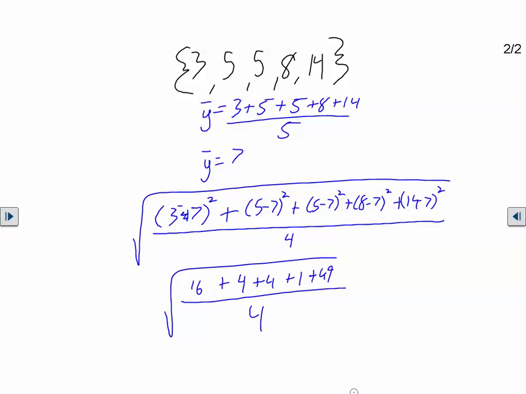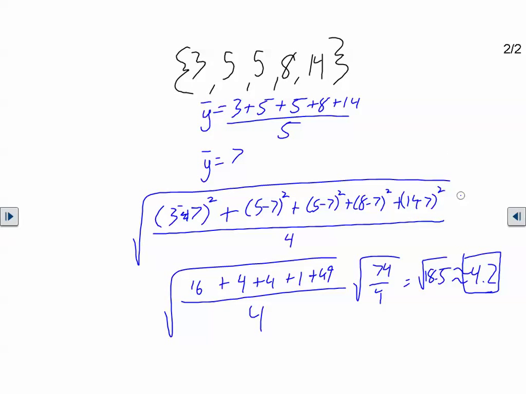And then let's see here. That's 20, 24, 25, 74, right, over 4. I'm going to take the square root of that. Man, what's 74 divided by 4? Now I'm starting to test my limits here. Well, 80 divided by 4 is 20. So it's 18 and a half, 18.5. So this is the square root of 18.5, which I'm just going to estimate as like 4.2-ish, right? So that's my standard deviation.